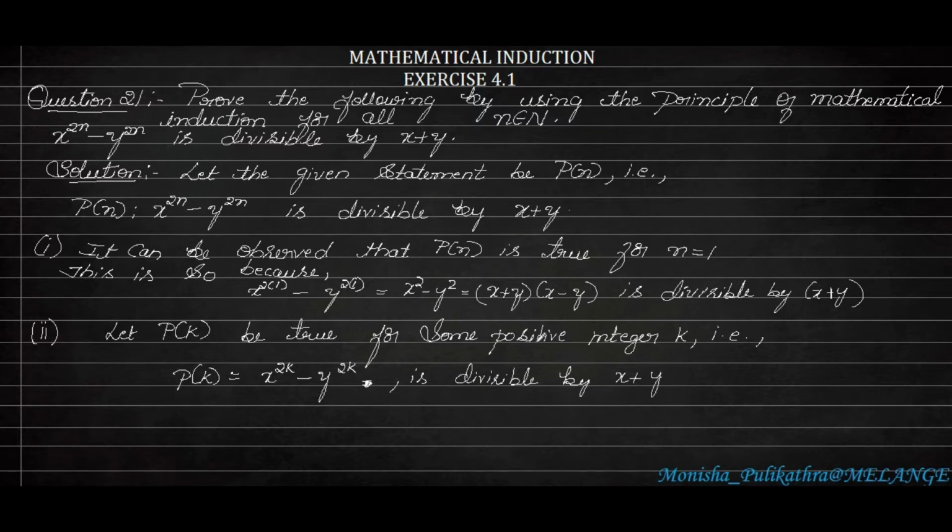But before saying this, we have to make it a form we can work with, so we divide this by x plus y. So we take it in the form, let x to the power of 2k minus y to the power of 2k is equal to m into x plus y, where m is any natural number, m belongs to N. Let this be equation number 1.